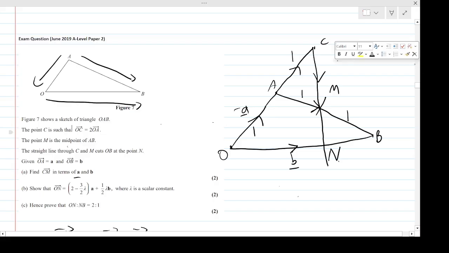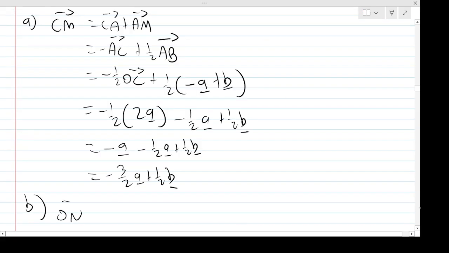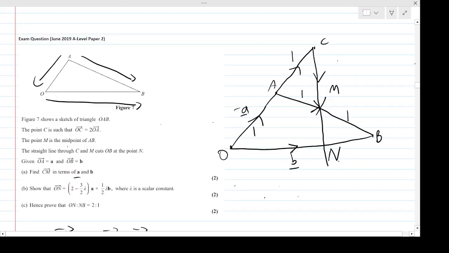Now we need to show that the vector ON, which is going to be here, can be written in this way. So we need to find an expression for the vector ON, essentially, and then hopefully we get to this expression. ON then. Now we need to consider ON. Again, I don't know ON directly, so I need to find another way of getting from O to N.